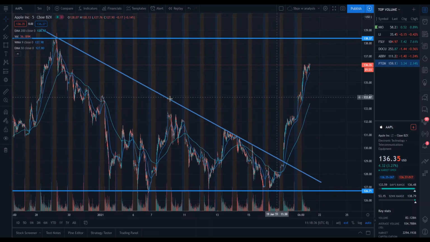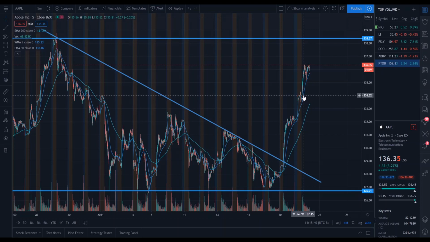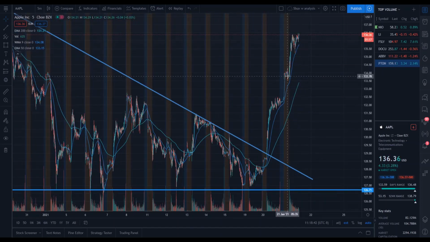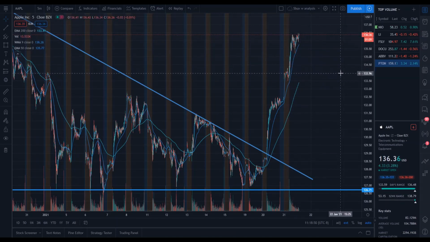So right now, let me show you the trade that I made on Apple. I stepped in at around 134 flat this morning. Now the trend was trying to break down here, but as you can see, I was able to spot a break to the upside, and now we're able to profit around 7 to 8%.